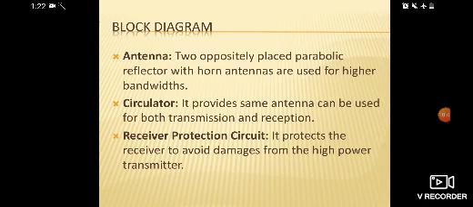And we also have the receiver protection circuit, which protects the receiver from damage by the high power transmitters. Why? Because whenever we are transmitting signals, it is in the high power ranges, so that will also affect the receiver section. So for that reason, we use the receiver protection circuit. That means any problems or errors occurring across the receiver can be covered by our receiver protection circuit.